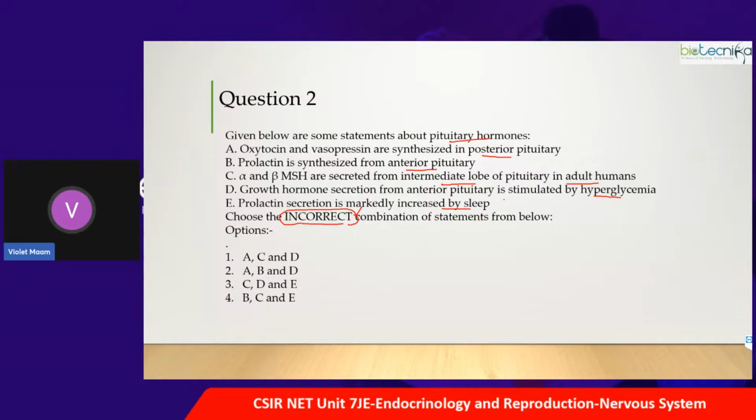So basically all these are pituitary hormones. So you need to know in detail about the pituitary hormones. Like FSH, LH, all the details you need to know. Oxytocin. Okay, then we have vasopressin. We have so many other different hormones. MSH. So what should be the right answer?